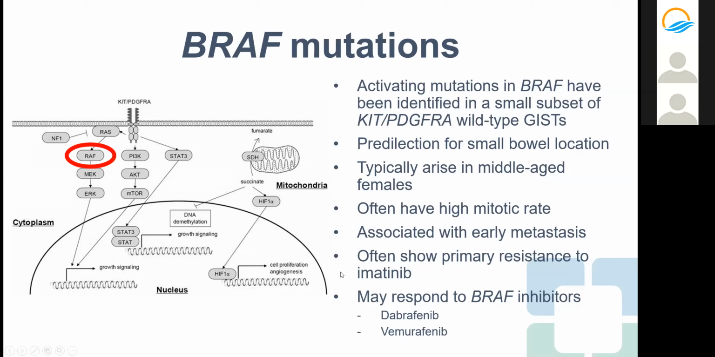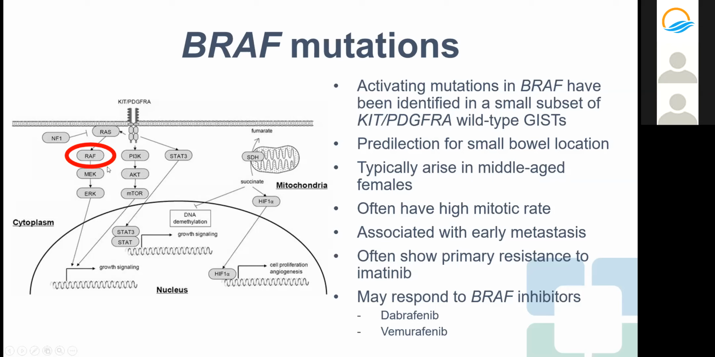Additionally, similar to the exon 18 PDGFR tumors we just discussed, these tumors also often show primary resistance to imatinib or Gleevec therapy. And that makes logical sense because Gleevec therapy is targeting this KIT receptor on the cell membrane. So if you're turning off the activation of this, it's relatively unimportant if you have a downstream part of this pathway that's already constitutively on.